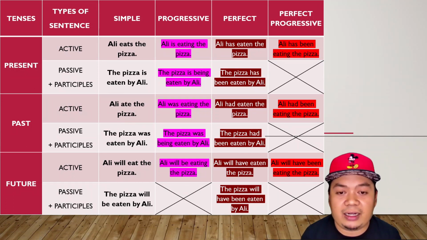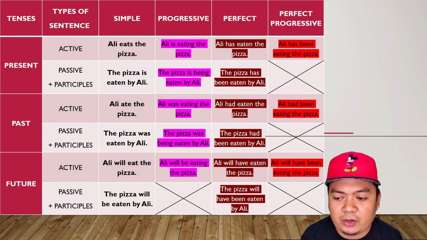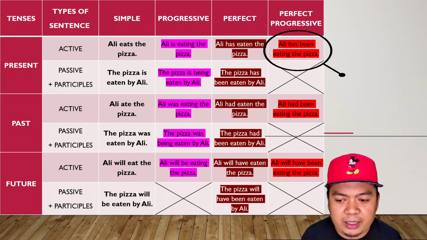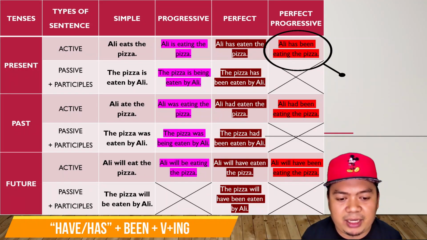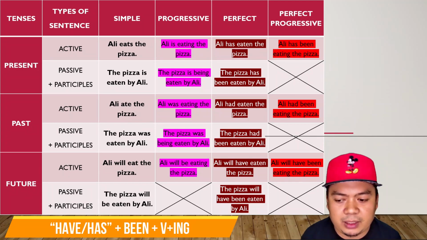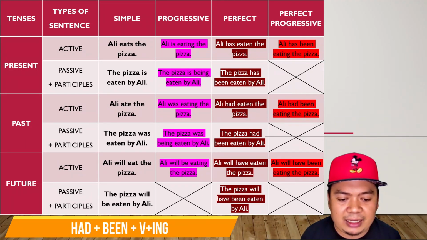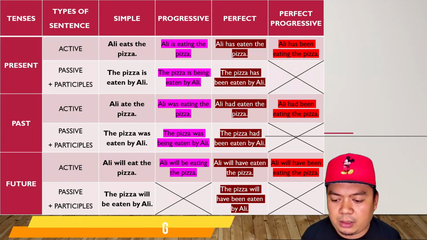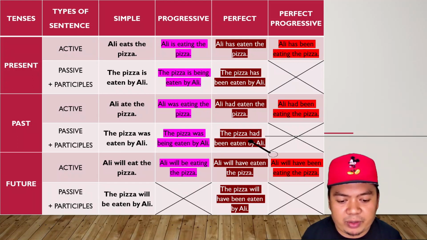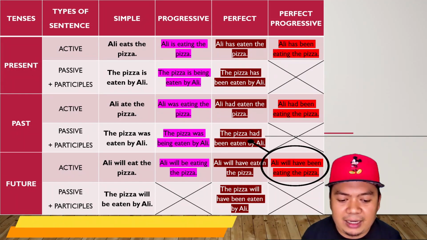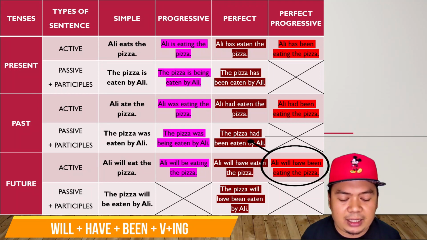Now let's go to the final aspect of the tenses, which is the perfect progressive aspect, present, past, and future. Present perfect progressive active, Ali has been eating the pizza. For past perfect progressive active, Ali had been eating the pizza. For future perfect progressive active, Ali will have been eating the pizza.